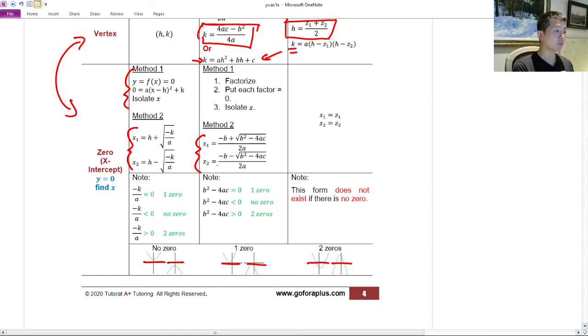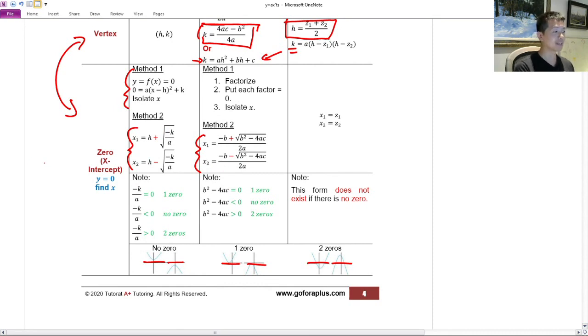Now, same thing as the standard form, we can use the test. Whatever happens is inside the square root. You see, inside the square root is b squared minus 4ac. Same thing with the other one: minus k over a is minus k over a. So we take the argument in the square root to figure out how many zeros we have.